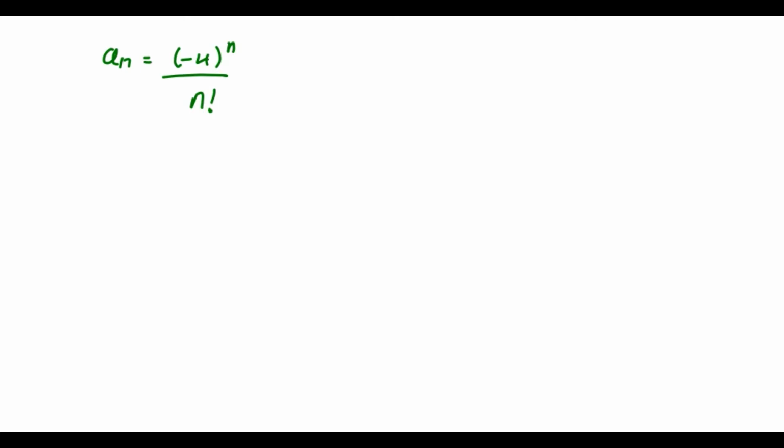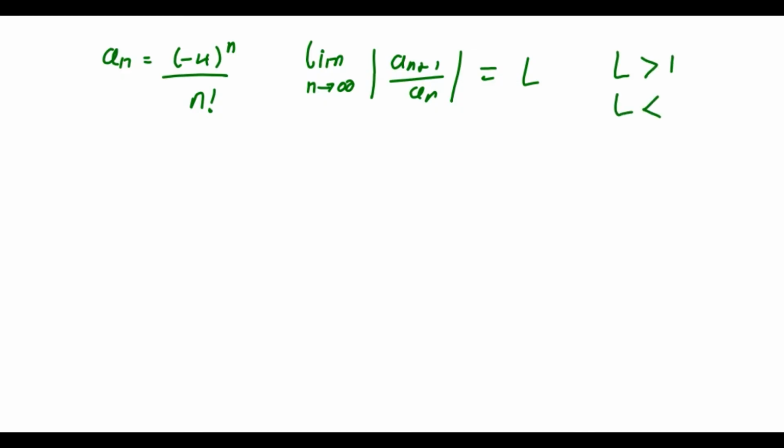For the ratio test, you're going to be evaluating the limit as n approaches infinity of the absolute value of a sub n plus 1 divided by a sub n. Those are absolute value symbols. Here you're going to get L. The value of L that you get can be greater than 1, less than 1, or equal to 1.